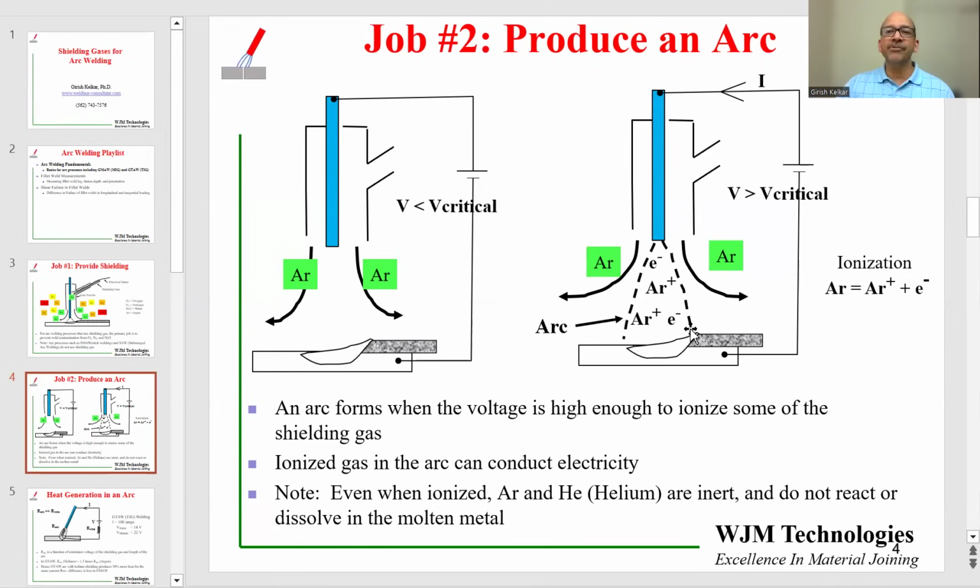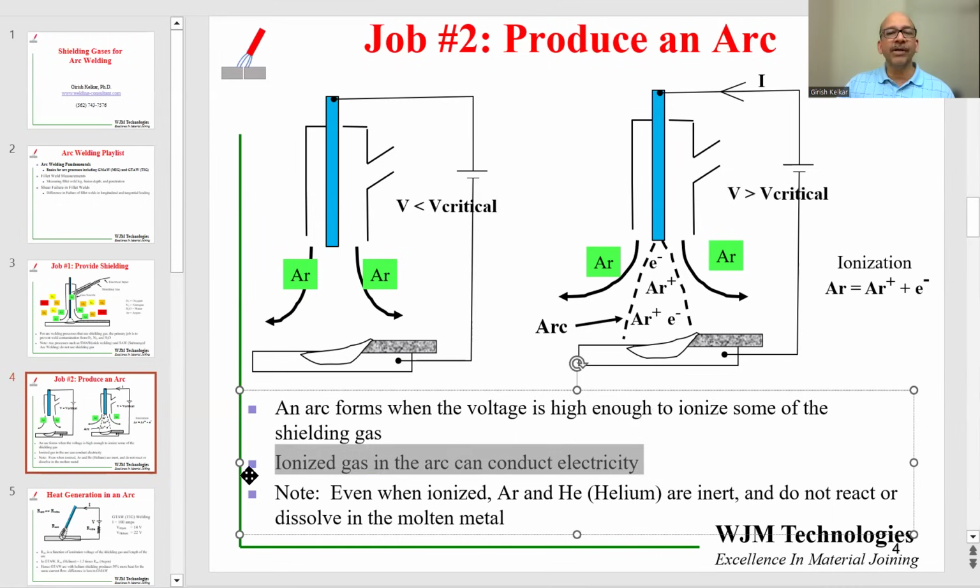On the schematic on the right, I'm showing you the similar circuit where we have a voltage which is greater than a required critical voltage for that particular length of the arc and that shielding gas. Once you're above that certain voltage, the shielding gas will ionize and create ions and free electrons, both of which are required for the current to flow from the electrode to the part. Ionization essentially means removing an electron from the atom. And so now the atom has a positive charge, and the free electron is floating around, has a negative charge. Ionized gas is required for the arc to conduct electricity.